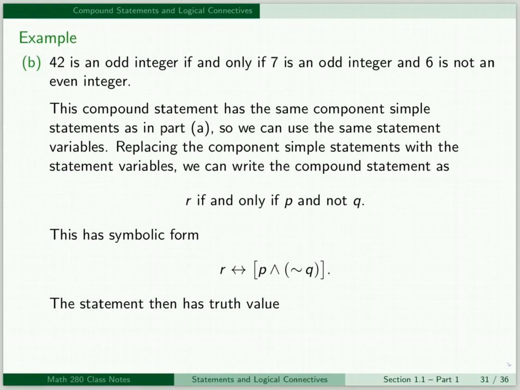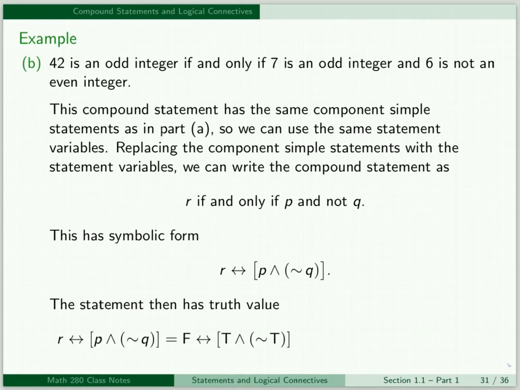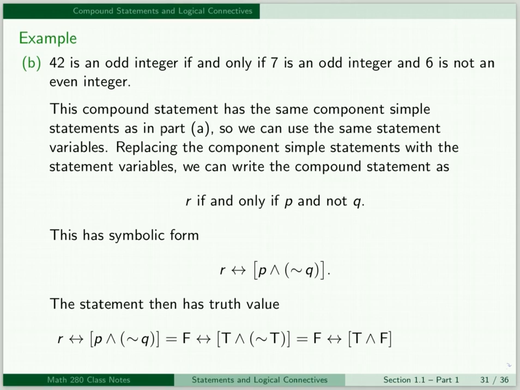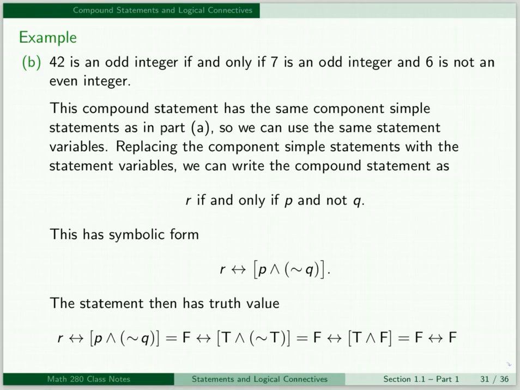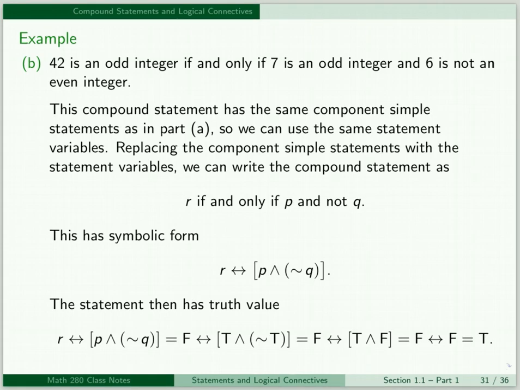The statement then has truth value false if and only if true and not true. Not true is false, so this becomes false if and only if true and false. And true and false is false, so this simplifies further to false if and only if false. Now, according to the definition of the biconditional, false if and only if false is true. So our statement is true.